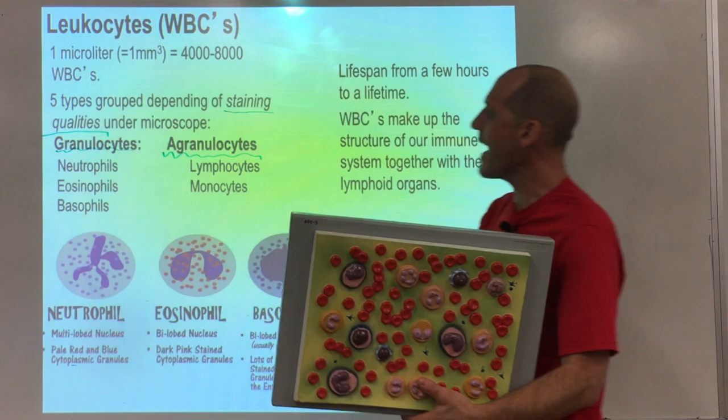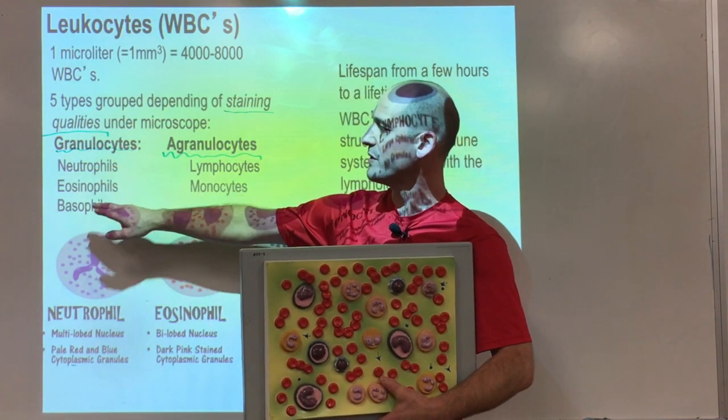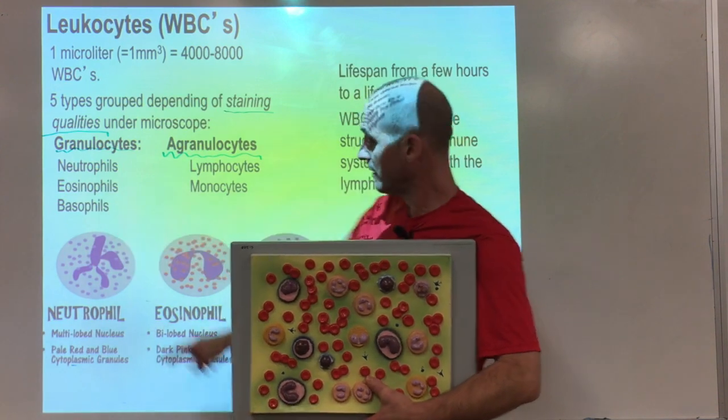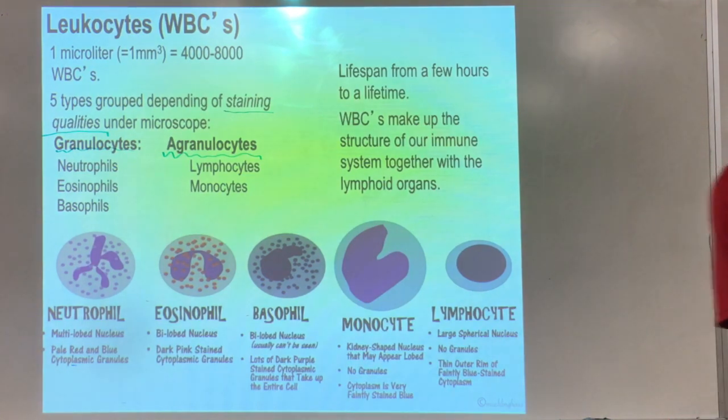So when we look at the granulocytes, we've got 3 types: neutrophils, eosinophils, and basophils. I like this slide a lot, by the way, because it tells you everything you need to know, I think.